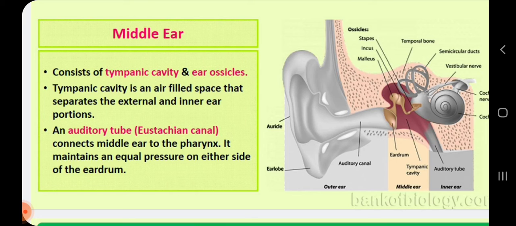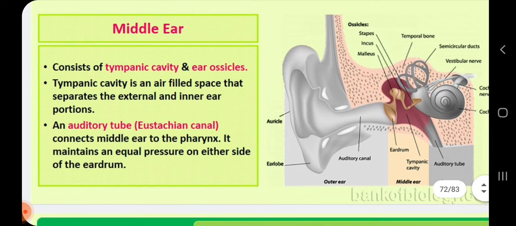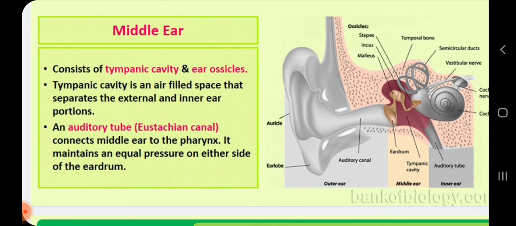The malleus is attached to the tympanic membrane, and the stapes is attached to the oval window of the cochlea. So here are the three ear ossicles, that is malleus, incus and stapes.